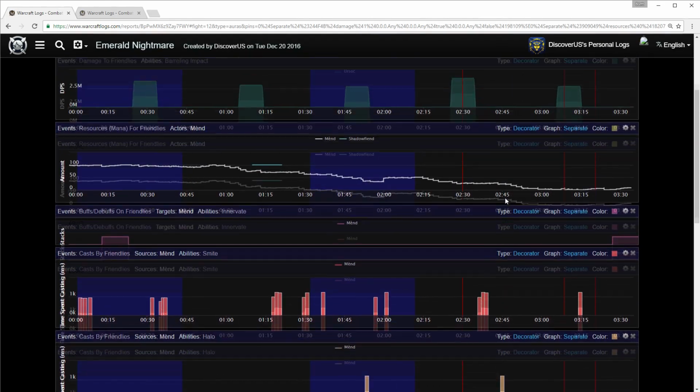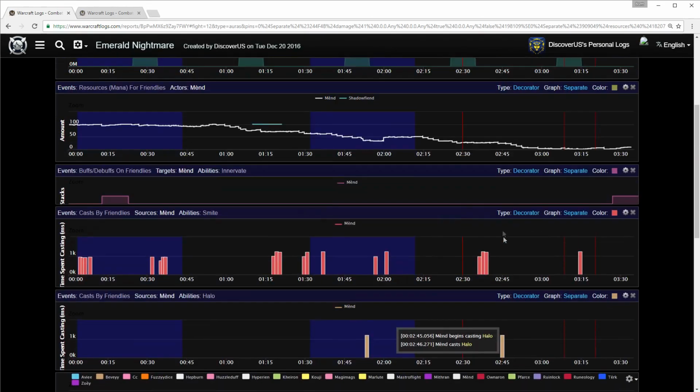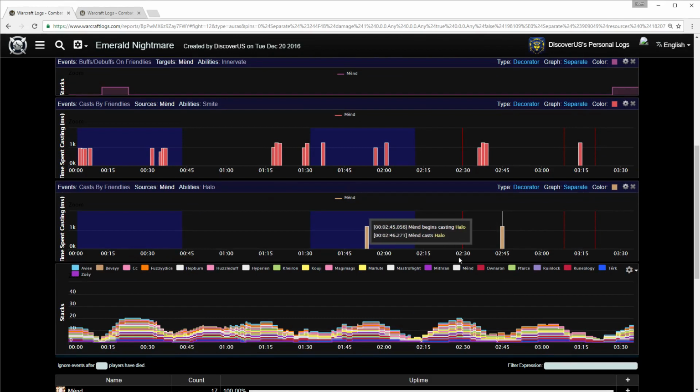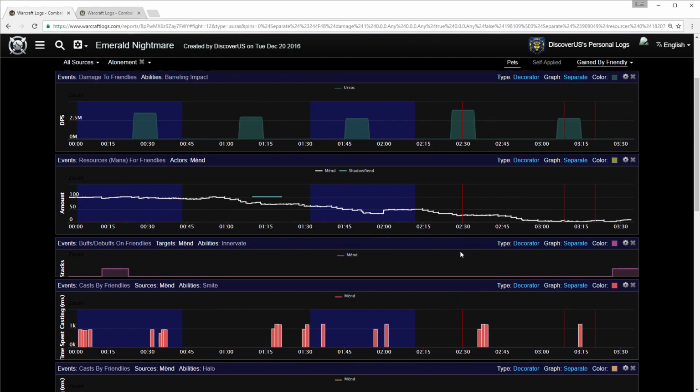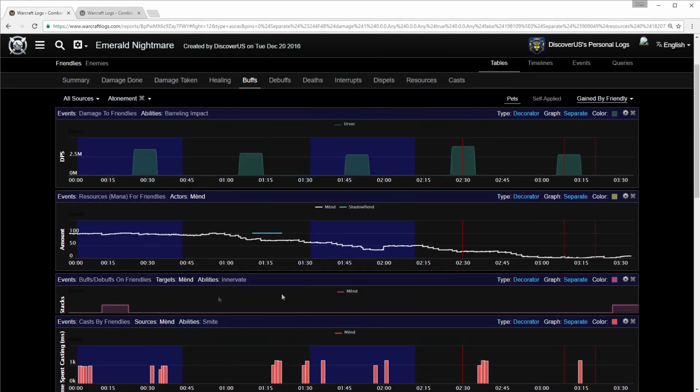So what I would do going on in the future is just keep a mental note. Okay, if I'm going to use this Halo, and if it's up, I'll use it here or here, not in this weird lull area in between. The reason I show smite and the innervate is it just shows us where you had that innervate.